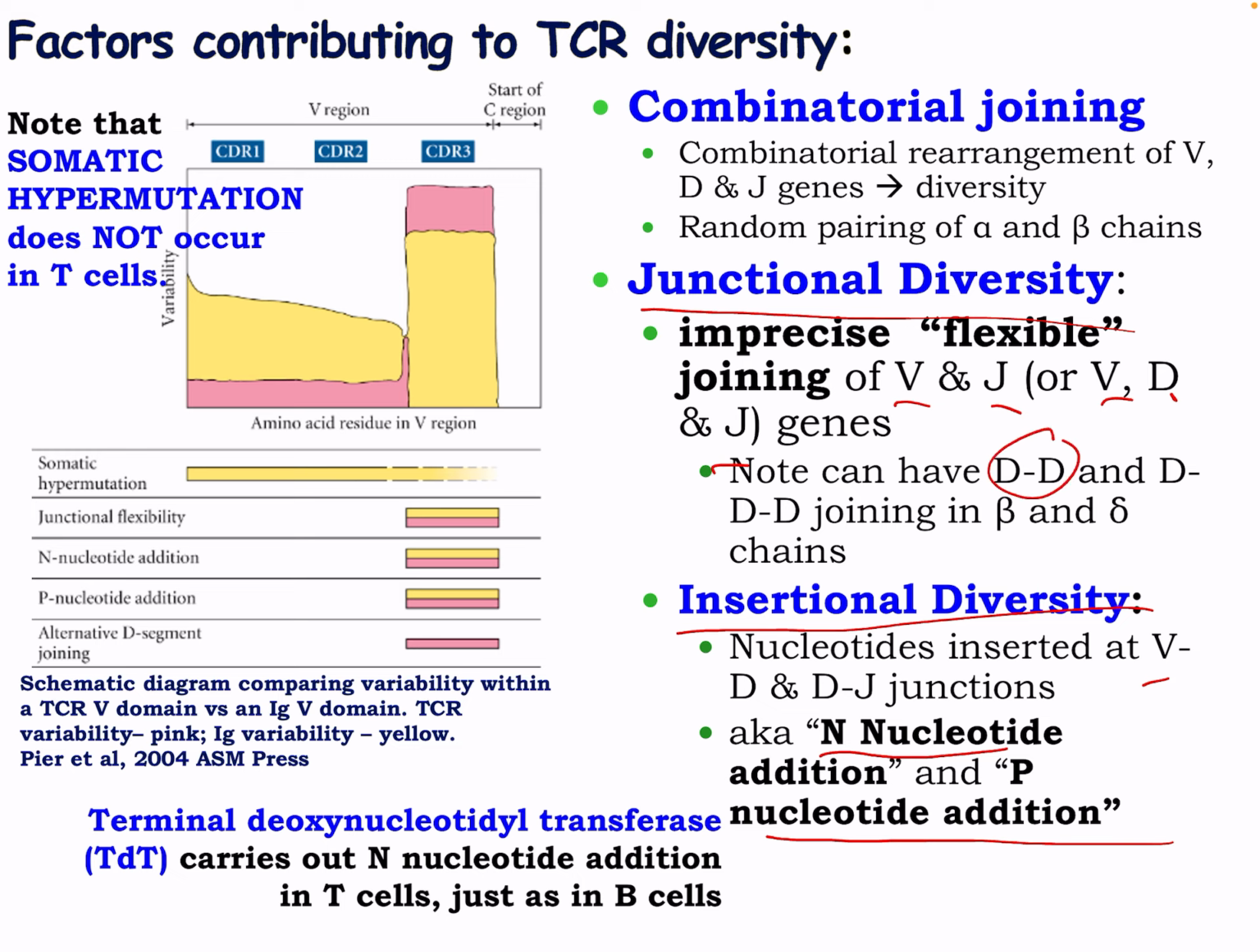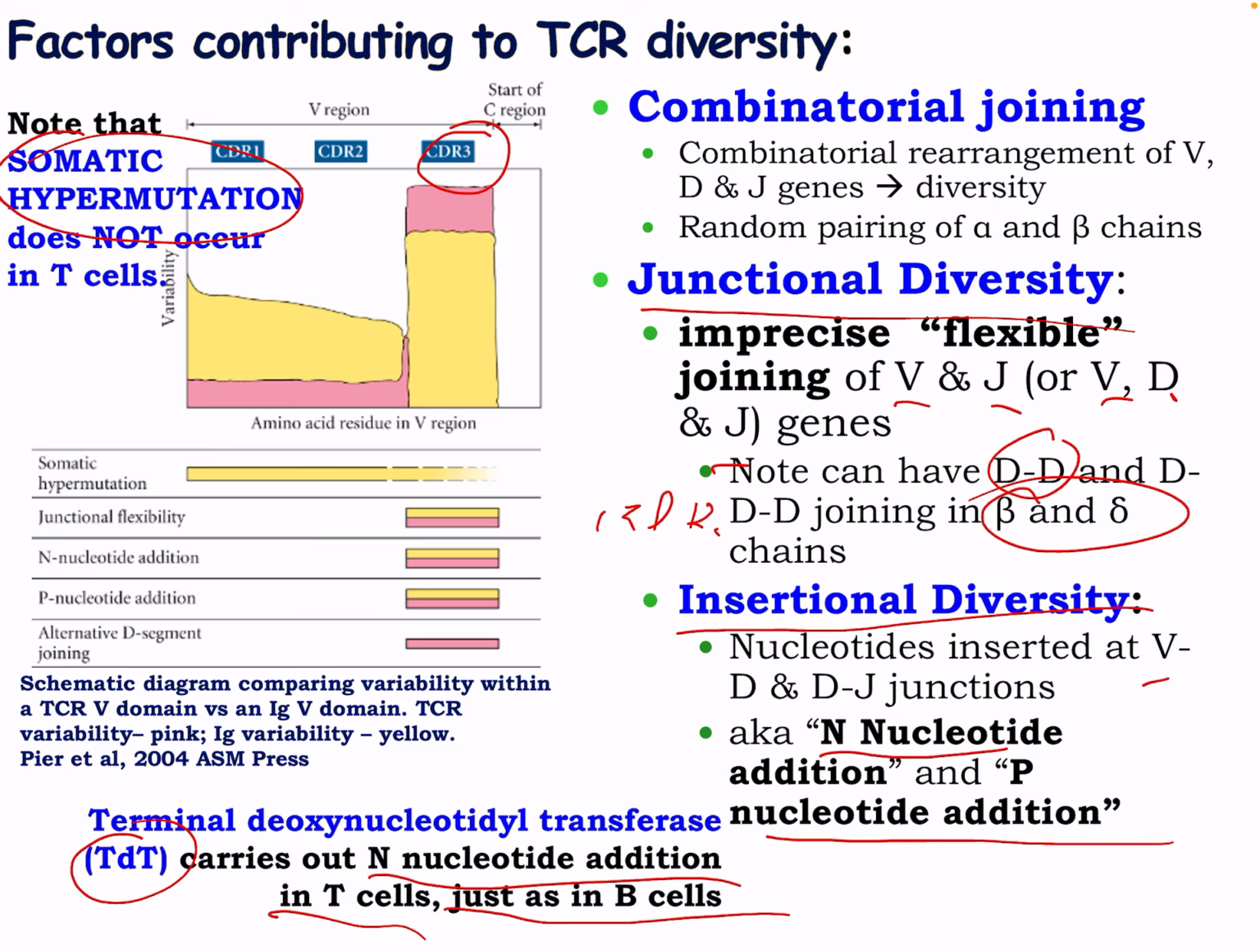Note we can have D to D joining in the beta and delta chains. So this allows for diversity within these two chains, the beta and delta, which again we saw in the T cell. In the beta and delta chains, we can actually have a 12 with a D and then a 12. So again, CDR3 has the most variability, and again, no somatic hypermutation in T cells. We also have the terminal deoxynucleotidyl transferase, or TdT, which carries out the N nucleotide addition in T cells just as in B cells. So a lot of the effector molecules like TdT, RAG1, RAG2 are all the same.